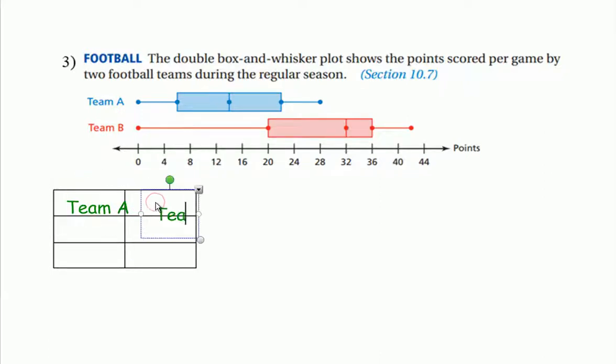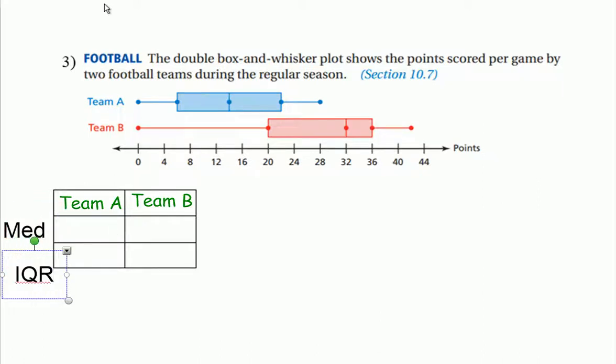And then we have Team B. And again, we're comparing their medians and their interquartile ranges. We're talking about their measure of center, which in this case, the only measure of center we can find on a box and whisker plot is the median. And then our measure of variation is their interquartile range.